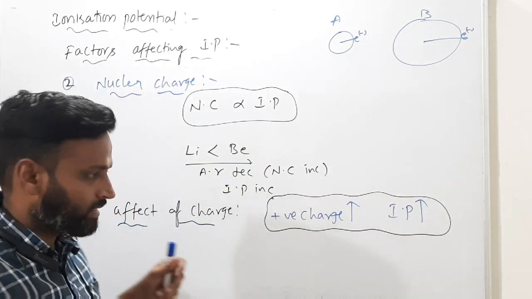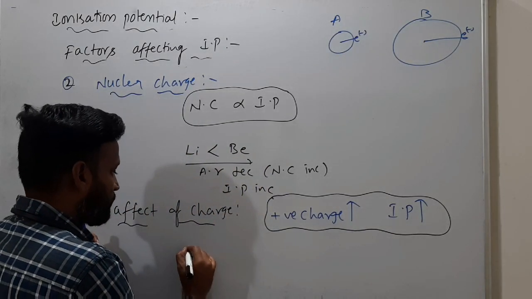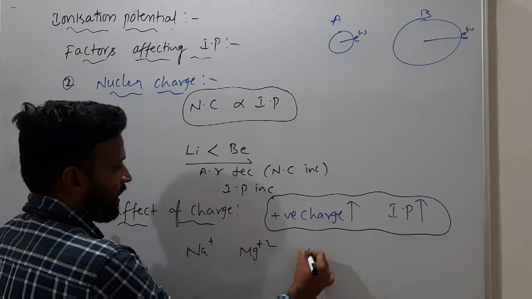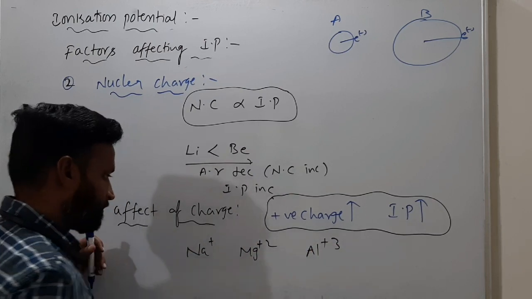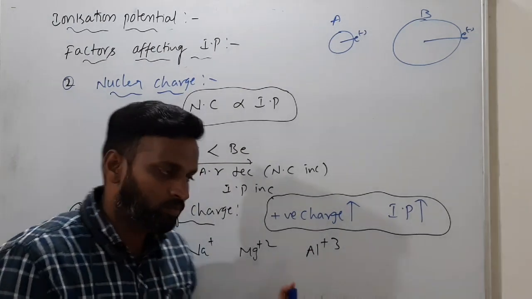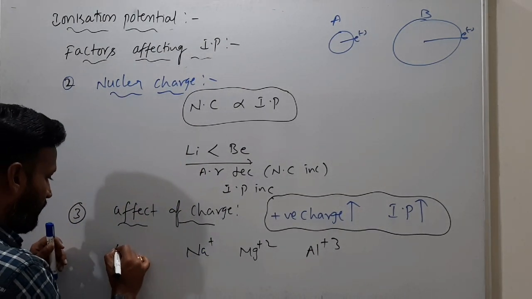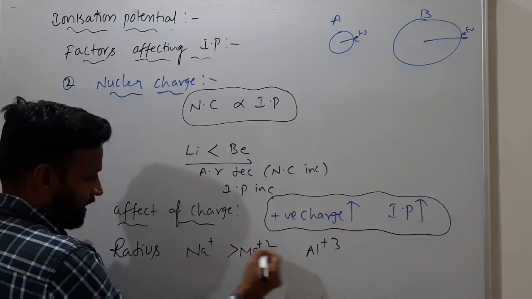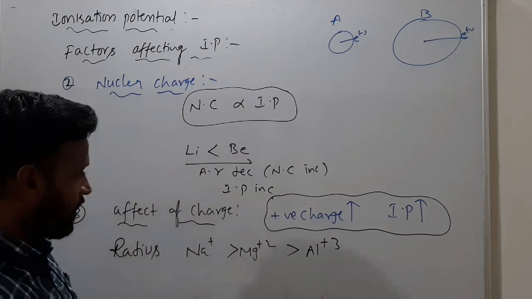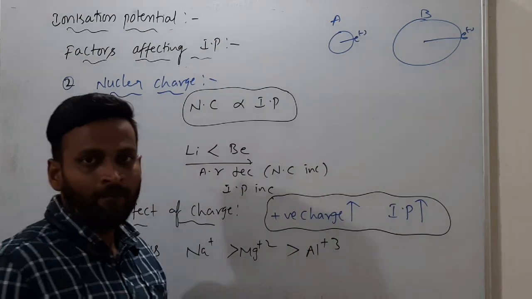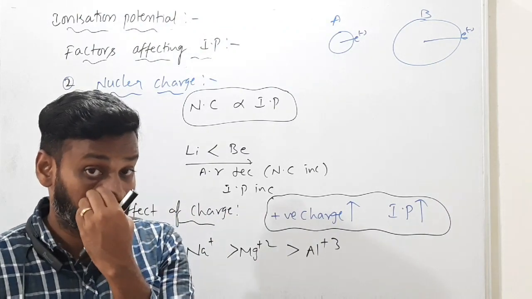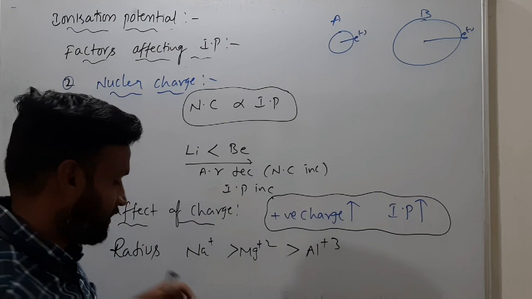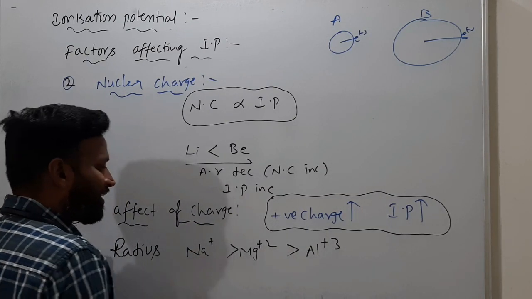Why, sir? As you remember, if you see Na+, Mg2+ and Al3+, which has more ionic radius? Na+ has more. Do you remember this? As positive charge increases, nuclear attraction increases, so radius decreases. If radius decreases, IP increases. So you cannot remove an electron easily.